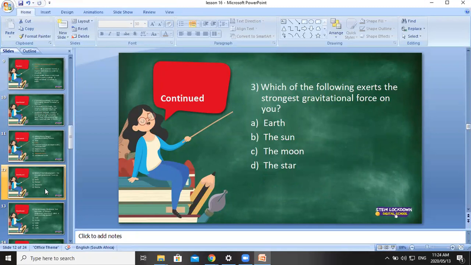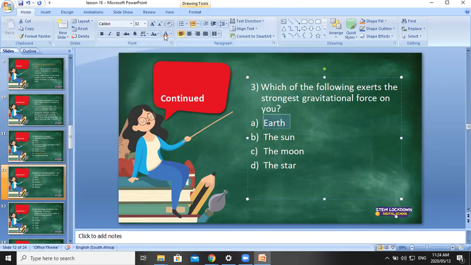Which of the following exerts the strongest gravitational force on you? The earth, the sun, the moon, the star. The earth. We are all on earth. I think only on earth we can actually experience the force of gravity. So the earth exerts the strongest gravitational force on you.